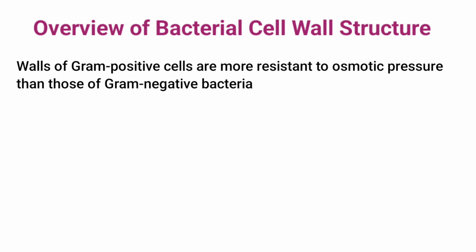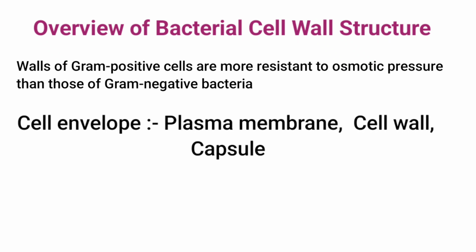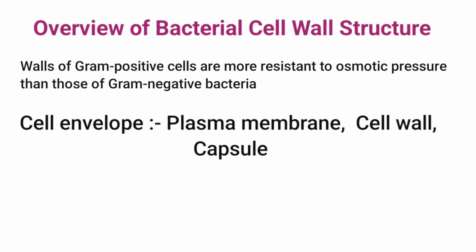Microbiologists often call all the structures from the plasma membrane outward the cell envelope. Therefore, this includes the plasma membrane, cell wall, and structures like capsules.